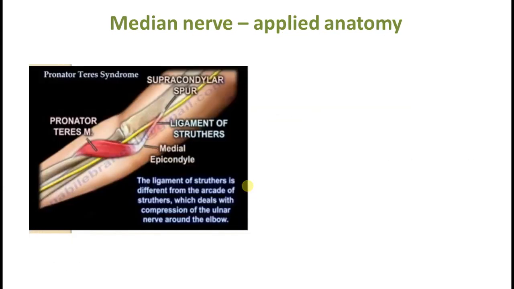Okay. The next what you see here is when the nerve, as I told you, is compressed by the ligament of Struthers. So ligament of Struthers is actually a fascial band, a thickening of the deep fascia, extending from the supratrochlear spur. Immediately above the trochlea you have a bony marking. From there, if it goes to the trochlea of the humerus, that is actually called the ligament of Struthers. This is actually different from arcade of Struthers. Arcade of Struthers is where the ulnar nerve will get compressed.